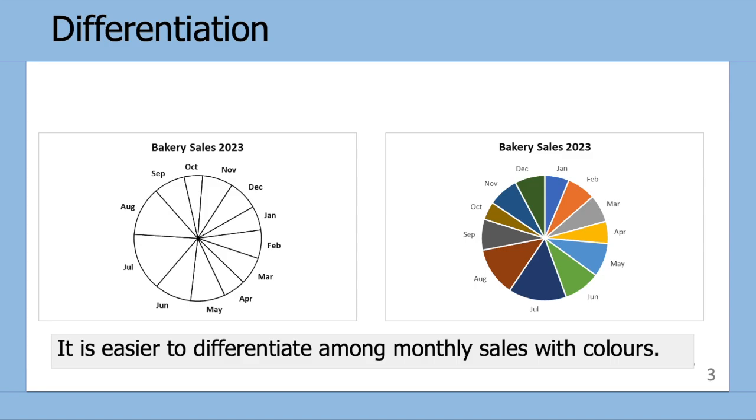So the first use of color is for differentiation purposes, and this means that you use color to identify or distinguish certain elements or aspects of a visualization. These two pie graphs are a good example. The one on the right-hand side has colored slices, making it easier to differentiate among monthly sales.